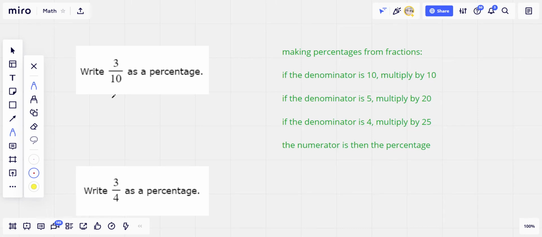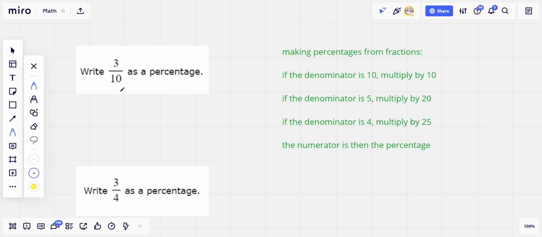In these problems, we're being asked to turn some fractions into percentages. And the idea behind these is that there are some fractions that are really easy to turn into percentages, and you should get the hang of doing it so that it becomes pretty much automatic. We're going to be looking at the fractions that have denominators of 10, denominators of 4, and denominators of 5, because they are pretty easy to turn into percentages.